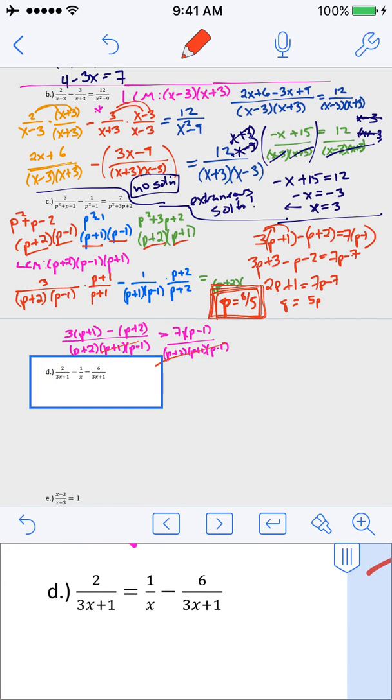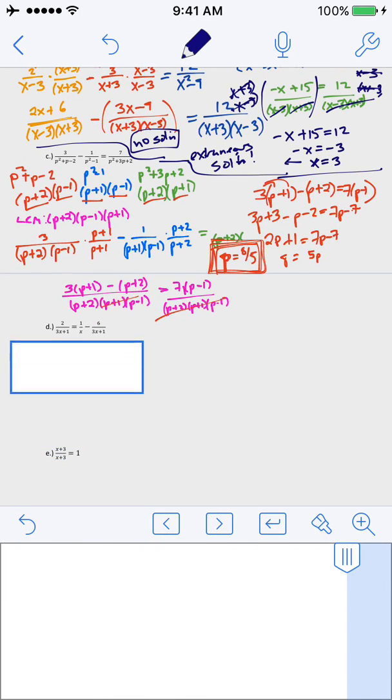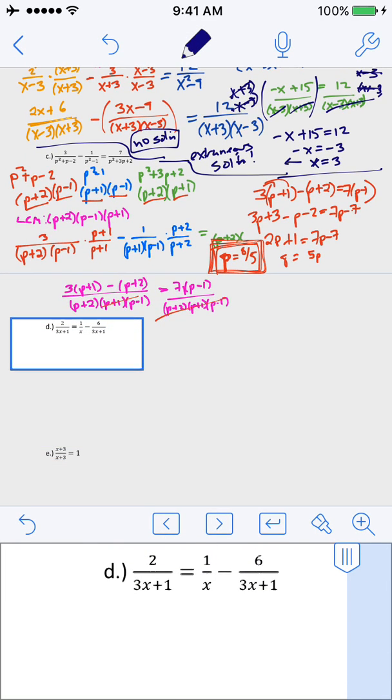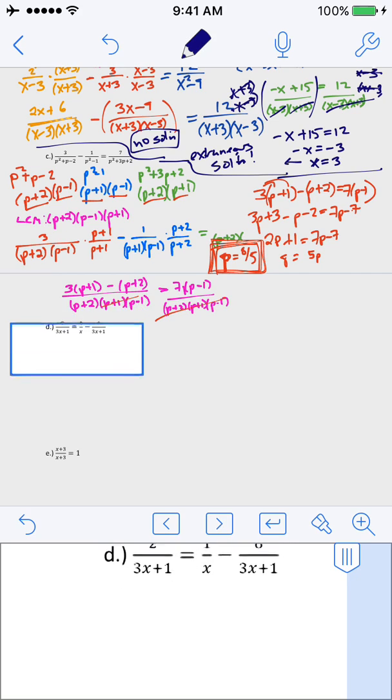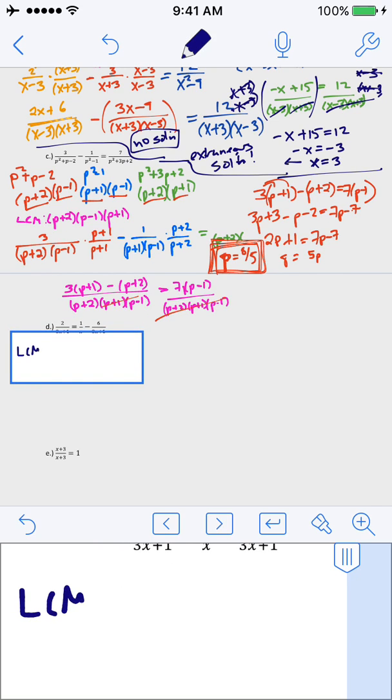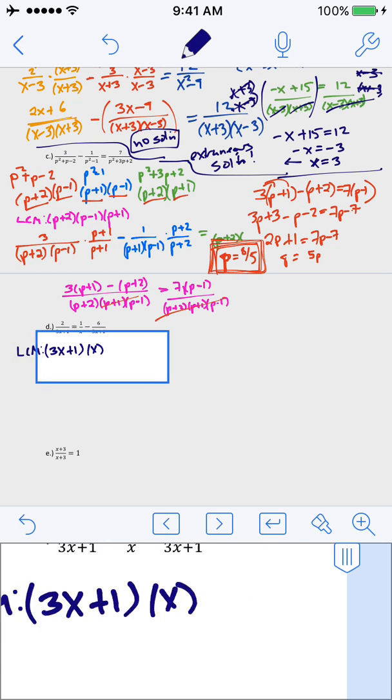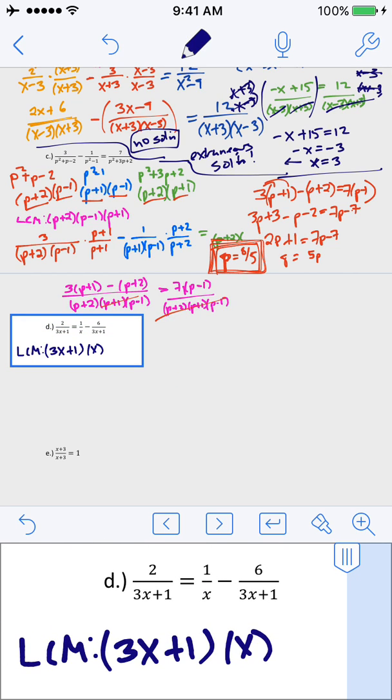Alright, let's do another one. This one does not involve factoring. Lucky for us. I have 2 over 3x plus 1 equals 1 over x minus 6 over 3x plus 1. So what's the LCM here? It's going to be a 3x plus 1 and an x. And that one's also got a 3x plus 1, so that's good.